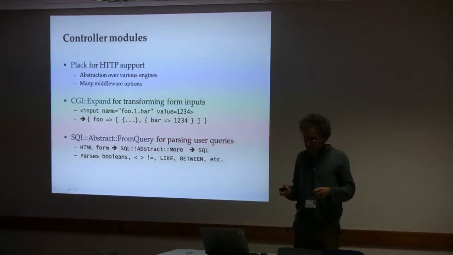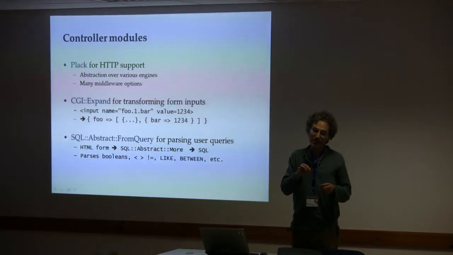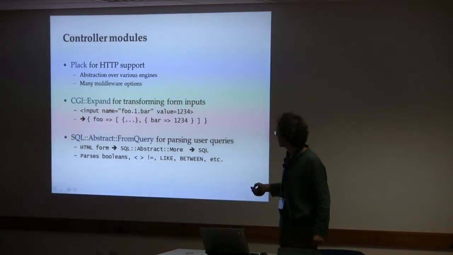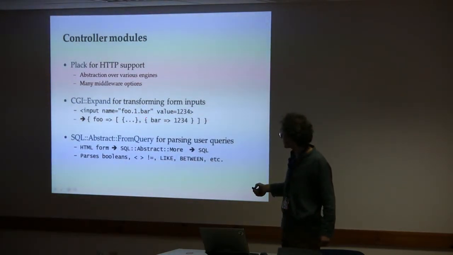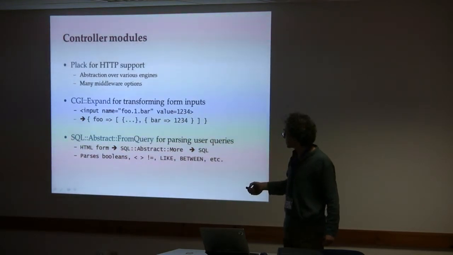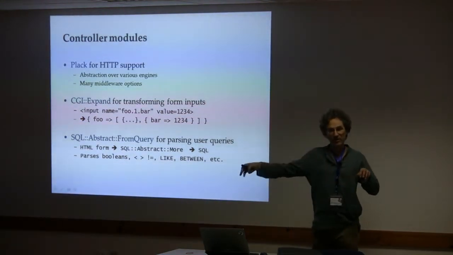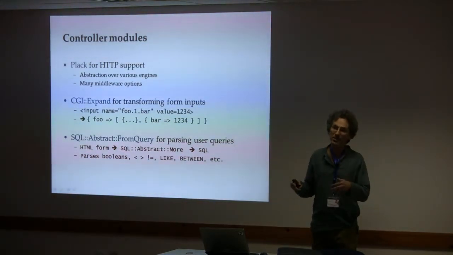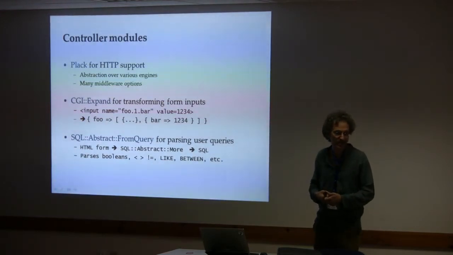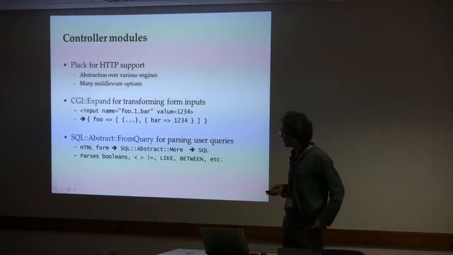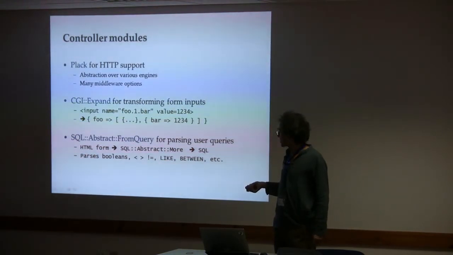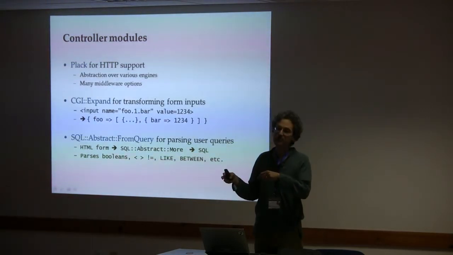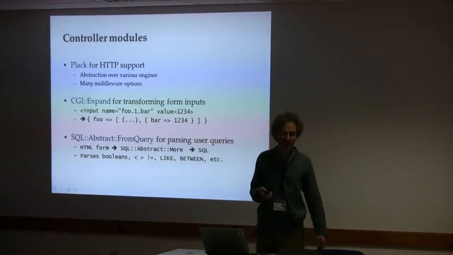And the idea here is that in the name of the field, you can have some structure. You put some dots, like here, foo.1.bar. This is regular HTML. And the CGI::Expand module will translate that into a nested Perl data structure. And then the application can use that as input. So it's very convenient. And SQL::Abstract::FromQuery, again, is the parser that takes what comes from the search forms and translates that into SQL.